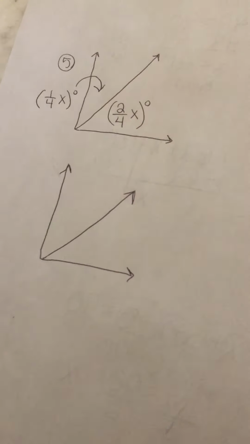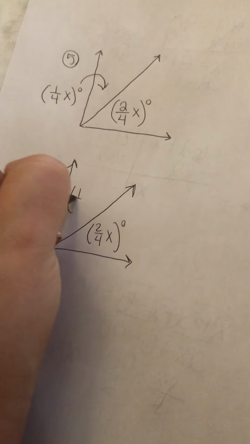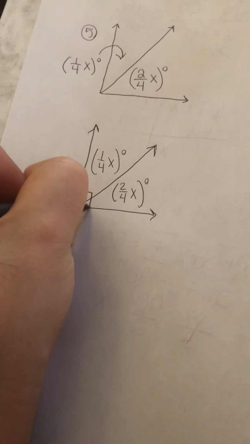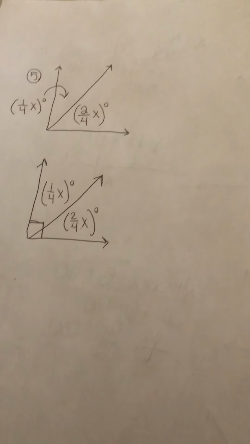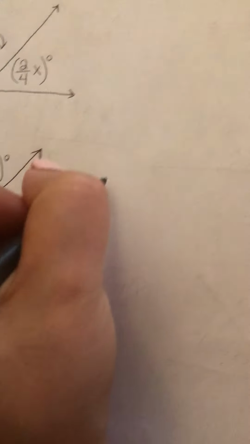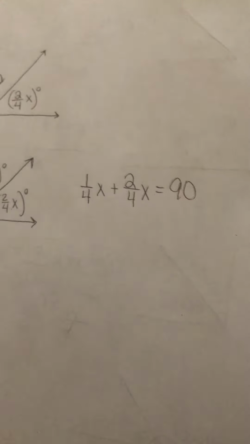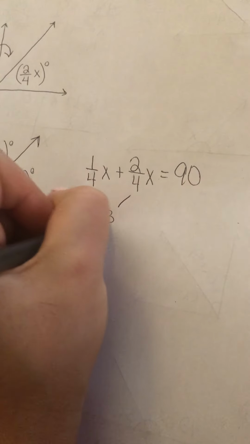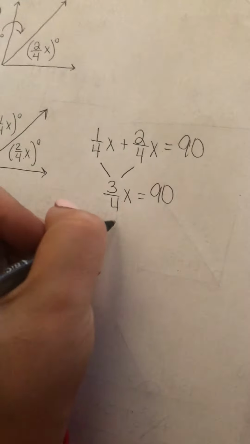you have your two angles, right? This one is 2/4 x degrees, and this one is 1/4 x degrees. And we should know that these are sitting in a right angle based on the angle that is made by the two of them. So we know that this angle plus this angle equals 90. So I write my equation. It's going to be 1/4 x plus 2/4 x equals 90 degrees. And then we would combine our like terms, so you would put these two together. 1/4 plus 2/4 is 3/4. And then we would figure out what x is by dividing by 3/4.